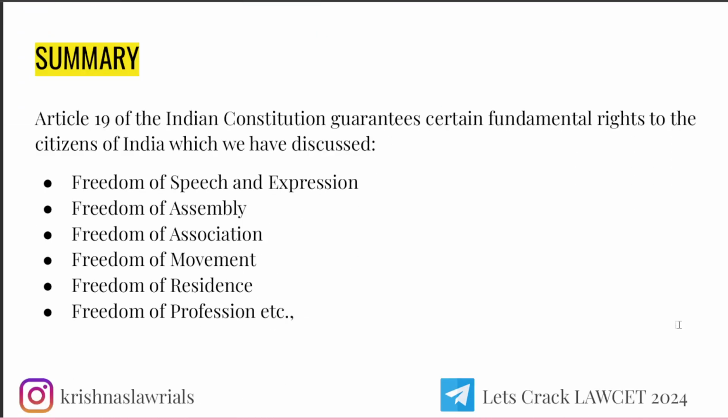So this is a quick summary. Under Article 19(1), we have 6 rights. Under Article 19 clause 2, the state has a few powers to impose reasonable restrictions. Then we saw the 6 rights, that is freedom of speech and expression, freedom of assembly, freedom of association, freedom of movement, freedom of residence, and freedom of profession and occupation.